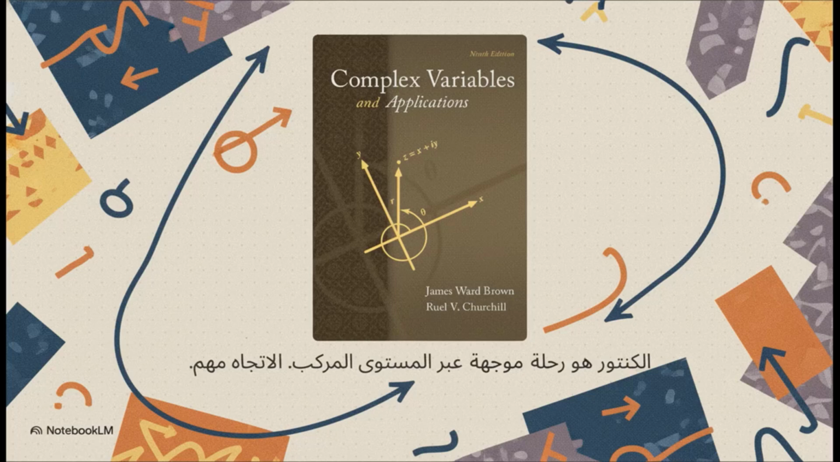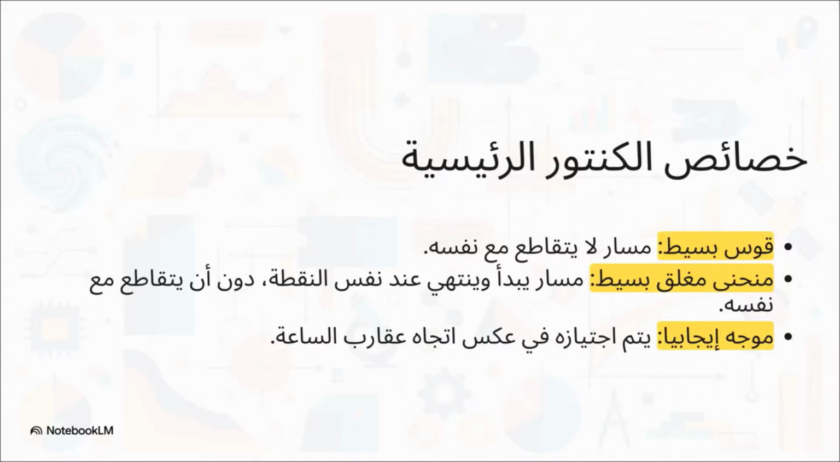بس في نقطة مهمة جدا هنا، الكونتور ده مش مجرد رسمة، لأ، دي رحلة ليها اتجاه. يعني احنا ماشيين منين لفين، والاتجاه ده بيغير كل حاجة في النتيجة النهائية. وعشان كلامنا يبقى دقيق، في كم مصطلح لازم نكون عارفينهم. لما نقول القوس بسيط، نقصد مسار مش بيقطع نفسه، ولما نقول منحنى مغلق بسيط يبقى ده مسار بيلف ويرجع لنفس النقطة اللي بدأ منها من غير ما يقطع نفسه في أي حتة. وأخيراً موجة إيجابياً، دي معناها إننا بنلف عكس عقارب الساعة. دي مجرد أسماء عشان نوصف الحركة بتاعتنا بدقة.